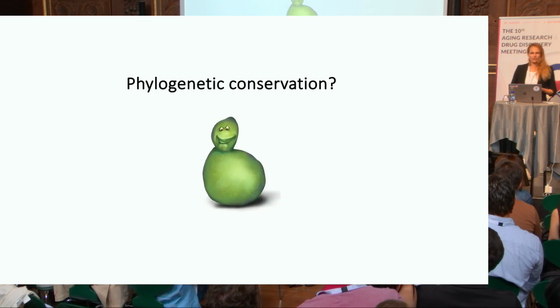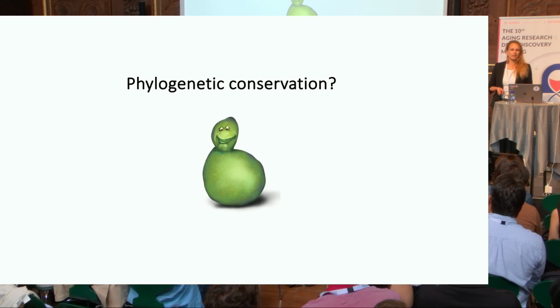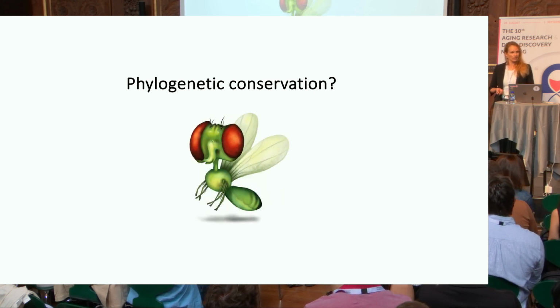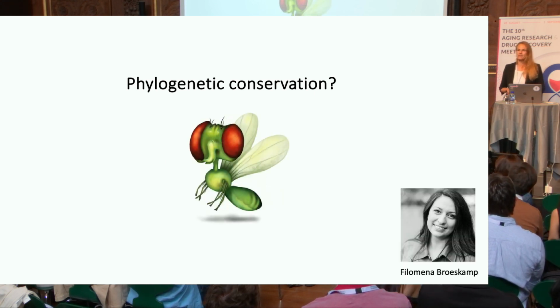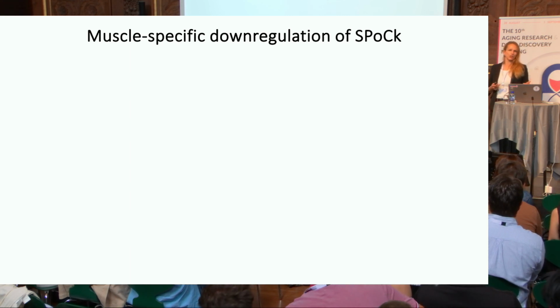So obvious question, of course, phylogenetic conservation. So to test that, we used the other model system we have available in our lab, which would be the fly. And this work has now been done by Philomena, a postdoc, and our Drosophilist in the group. We decided to go for muscle-specific downregulation of SPOC, the Drosophila homologue of PMR1, because it's a mitochondria-rich tissue and a very energy-demanding tissue.